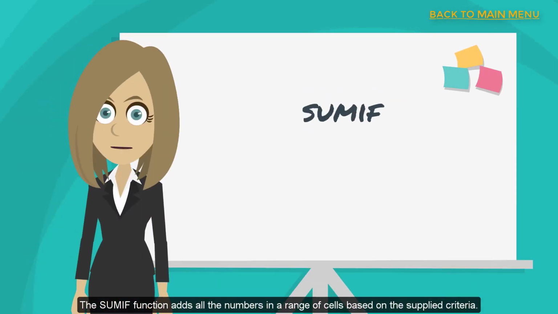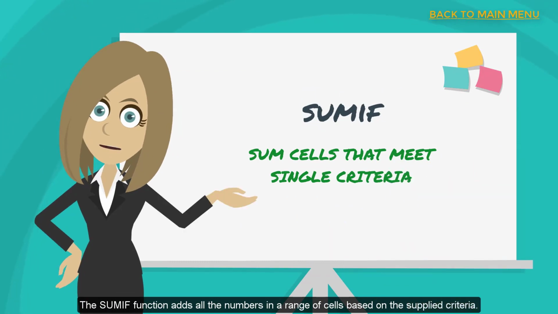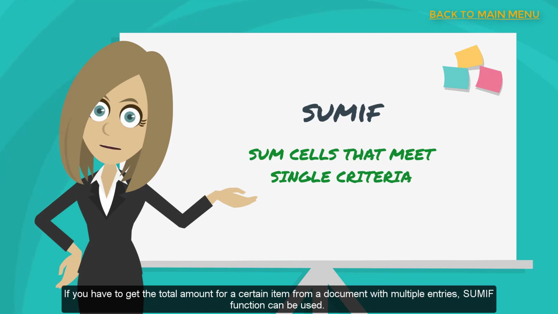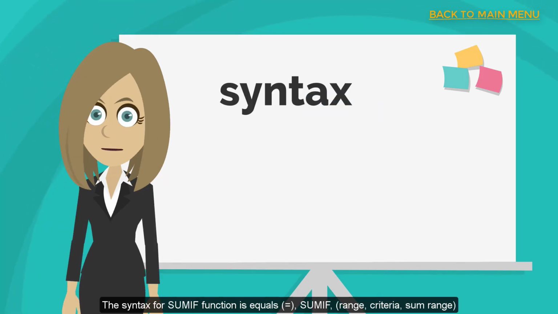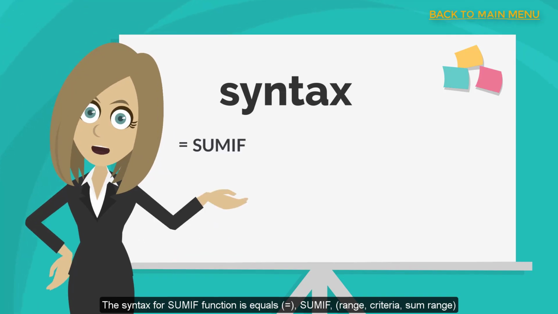SUMIF. The SUMIF function adds all the numbers in a range of cells based on the supplied criteria. If you have to get the total amount for a certain item from a document with multiple entries, the SUMIF function can be used. The syntax for SUMIF function is equals, SUMIF, then range, criteria, and SUMRange.